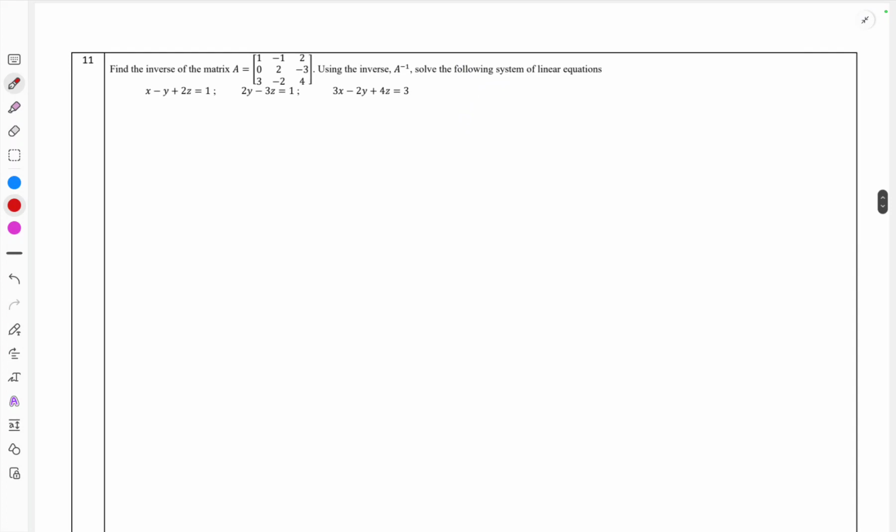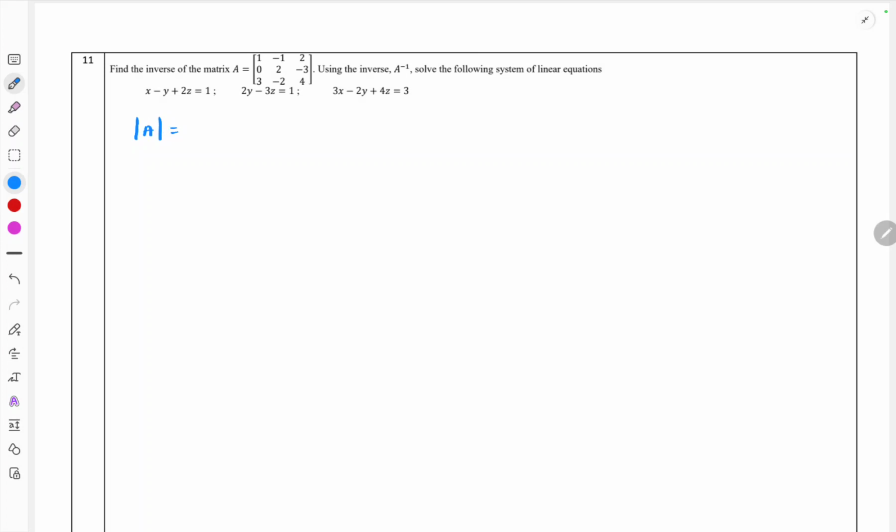So now we can start the 11th question. First we have to find the inverse of this matrix A. So matrix A is given as 1 minus 1 2, 0 2 minus 3, 3 minus 2 4. Before finding A inverse, first we will check the value of the determinant of A.